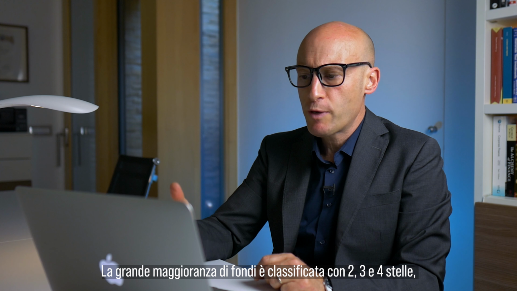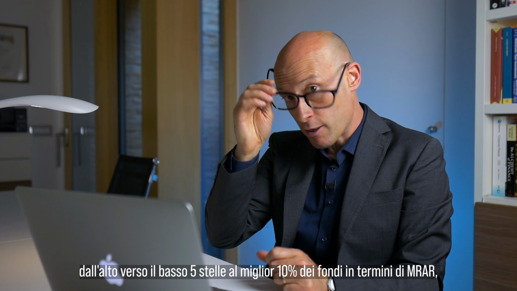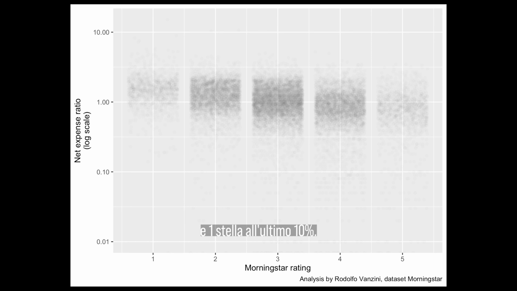The great majority of funds is ranked with 2, 3, and 4 stars, and this depends on the methodology of Morningstar to allocate from top to bottom 5 stars to the best 10% funds in terms of Morningstar risk-adjusted return, 4 stars to the next 22.5%, 3 stars to the next 35%, 2 stars to the next 22.5%, and 1 star to the bottom 10%.